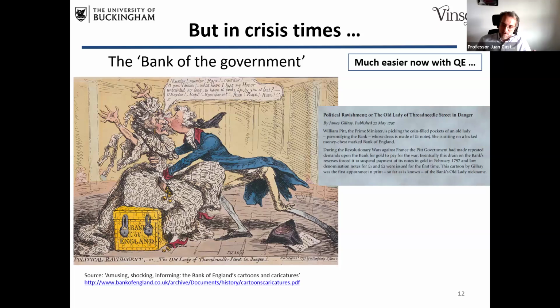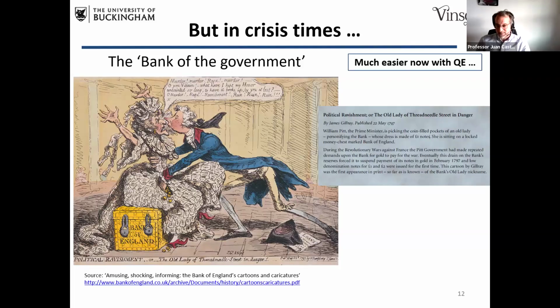That's why it was from the very establishment the bank of the government. And now it's much easier. Now they don't even need to ask for money. With QE, quantitative easing, which I'm going to discuss now, the way central banks intervene in times of crisis makes it much easier for the government to pay for the deficit, to finance the debt.